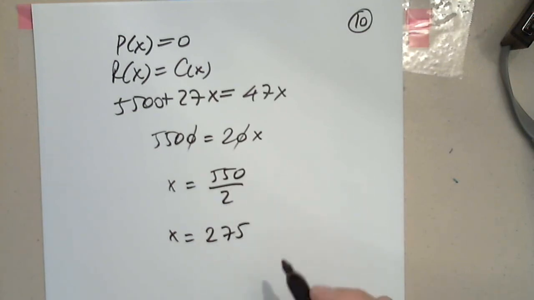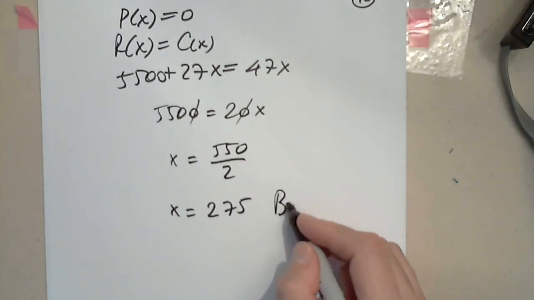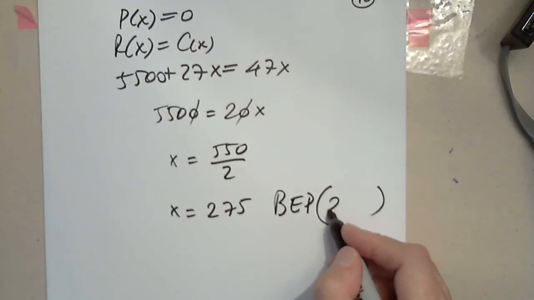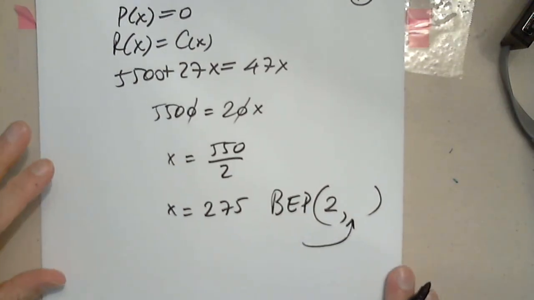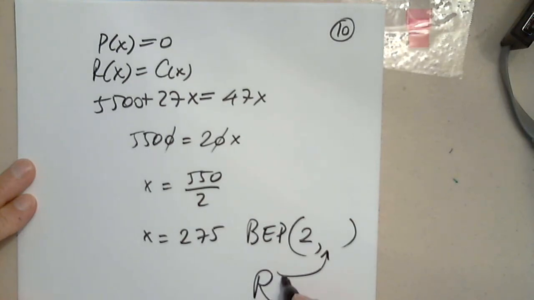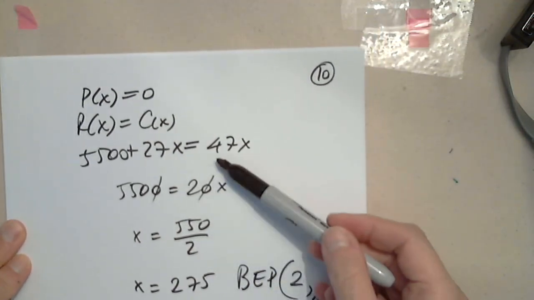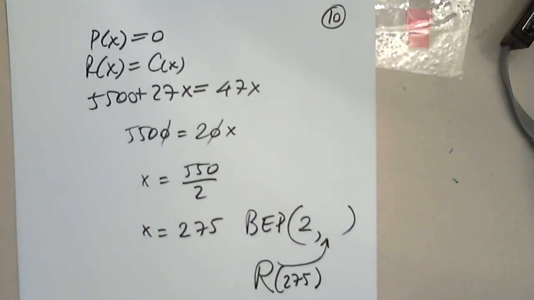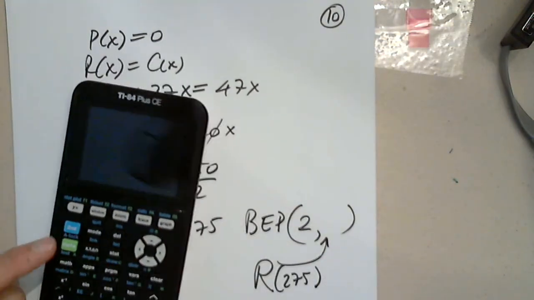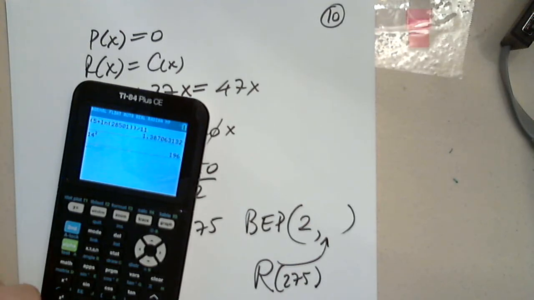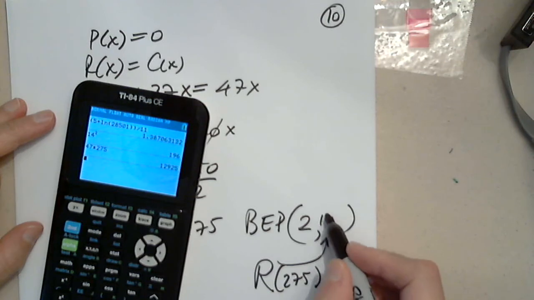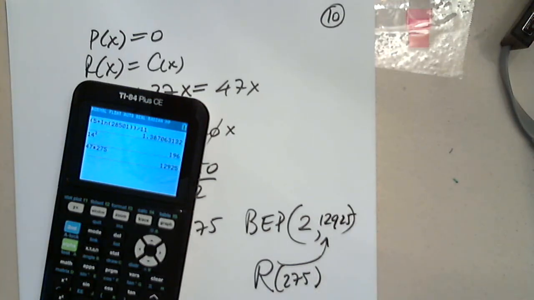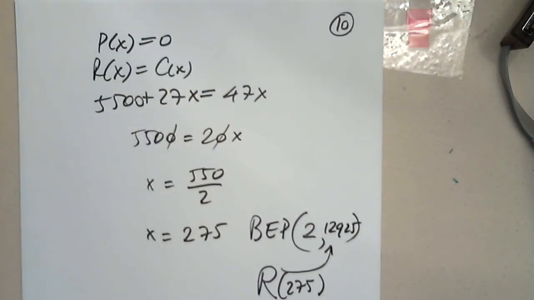And that is 275. And now in order to determine the break-even point, the y-coordinate is the revenue at 275. So I need to multiply 275 by 47 to get that number. So 47 times 275. I got 12925. And that's the break-even point.